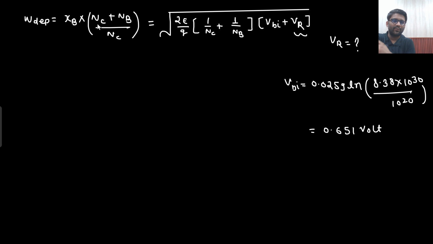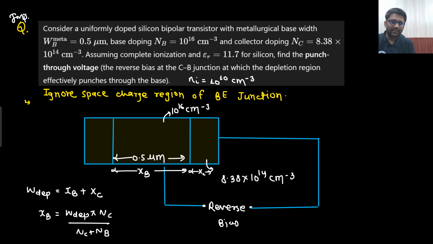I hope it is not very tough for you to understand, right? In the base region I want 0.5 micrometer. So in the collector region as well there will be some depletion. Whatever that depletion is, I don't know. I care about total depletion width. Total depletion width will be simply xb plus xc. Now I know that xb ratio xc is nothing but nc ratio nb. So your xb would simply be total depletion width multiplied with nc upon nc plus nb. So from here total depletion width would be xb into nc plus nb divided by nc.